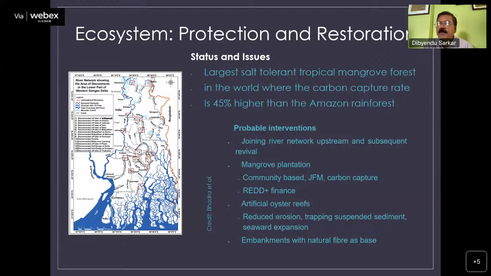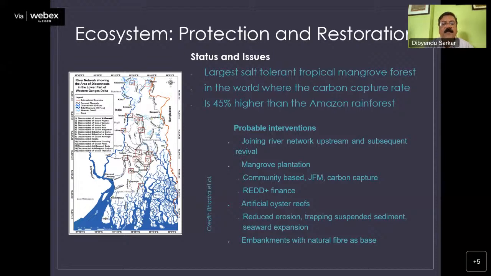Artificial oyster reefs, again, Professor Sugata has spoken of that. That probably is something which gets the first kind of rush of waves arrested at the sea level, at the seaside itself, seaward side itself. And if you create artificial oyster reefs, the oysters will also join. So they will also come. So that is another area. And reduce erosion, trapping suspended sediments, and seaward expansion. So all these are possible through this reef and all those things.